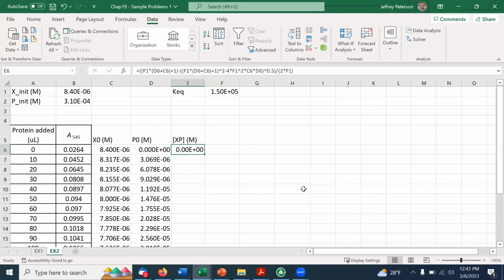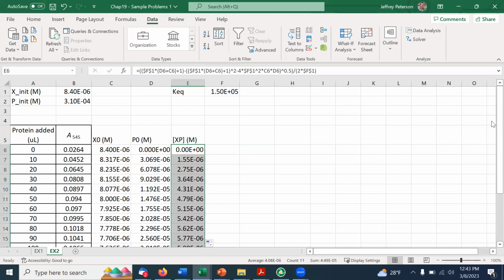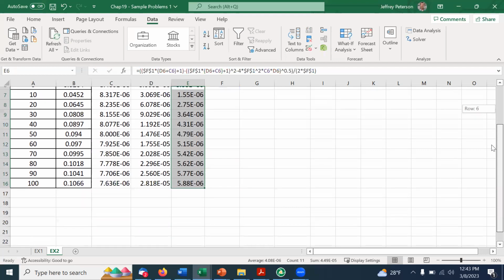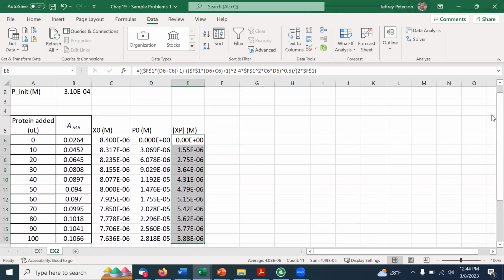I'm going to now propagate this formula the whole way through. And I do not want my KEQ value to change as the formula propagates. So any place where I referenced the equilibrium constant, I'm going to put in the dollar signs to keep that constant. So this one, like this one, and this one. It's like this one, this one. All right. And now I can propagate the formula. And now I'm getting some values for concentrations of XP.